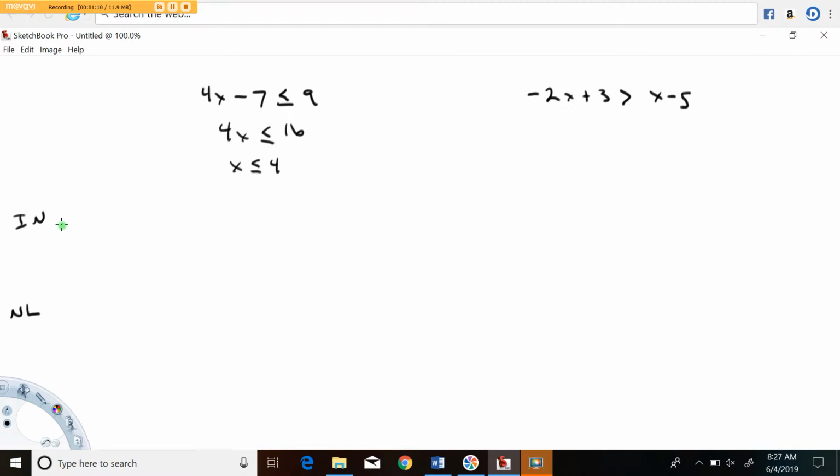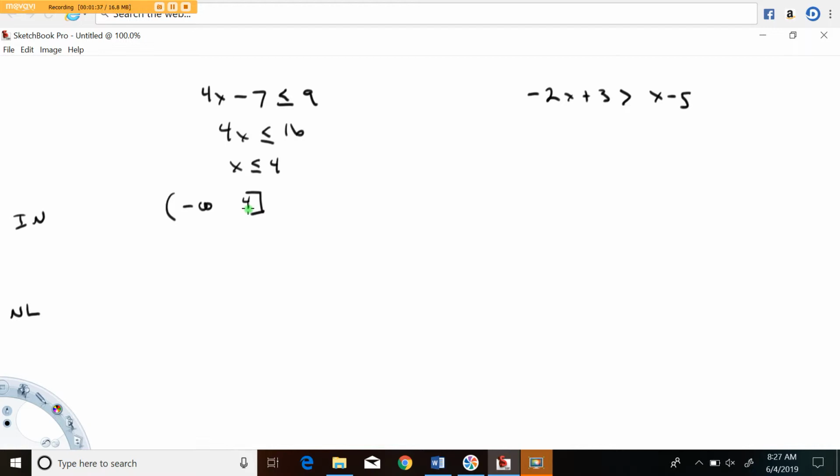All right, so in interval notation, our answer, if we look at this, 3 solves this. 3 is less than 4. 2 solves it. 0 solves it. In fact, anything to the left of 4 solves this. So in interval notation, our answer is from 4 to minus infinity. And since it's including the 4, you put this hard bracket here.